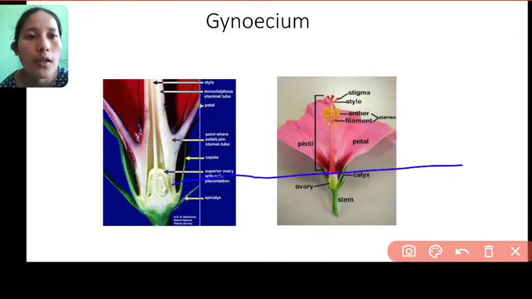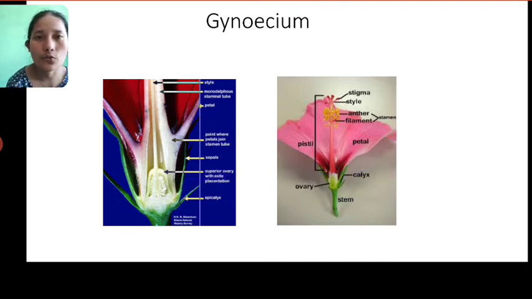ovary. The main portion is your ovary that you can see here. They have done a longitudinal section, so inside the ovary you can see the ovule also. Ovule is the female gamete of a plant. So these were the parts of your gynoecium. So what were the parts? Stigma, style, ovary and ovule.